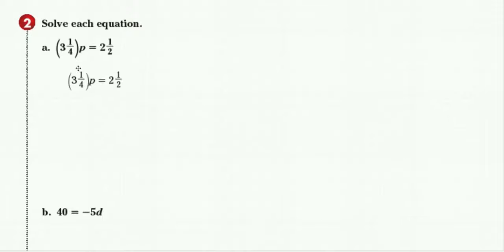Okay, if you recall, when you are multiplying and dividing with mixed numbers, you need to convert your mixed number into an improper fraction. So 3 and 1/4 is converted to 13 over 4 as an improper fraction. 13 over 4 p equals 5 over 2. Okay, now again, we want to isolate p.